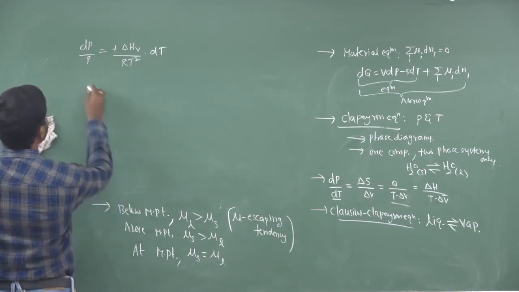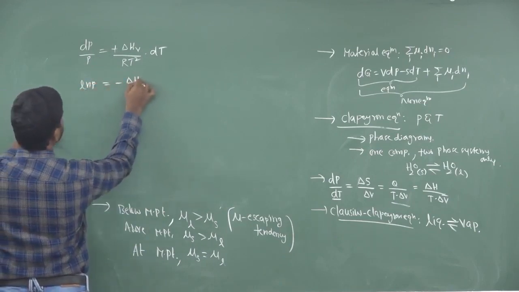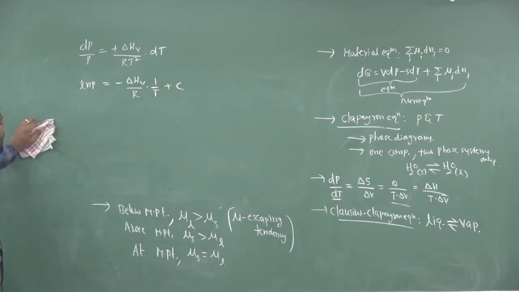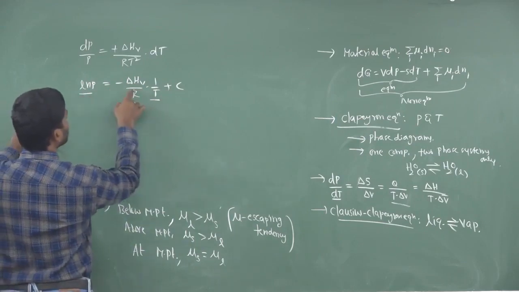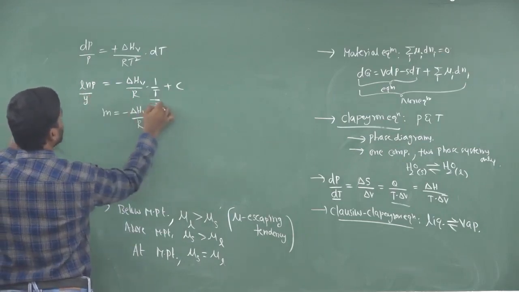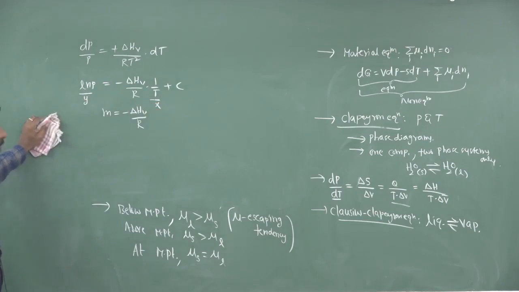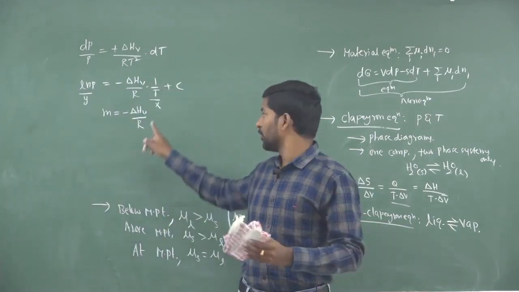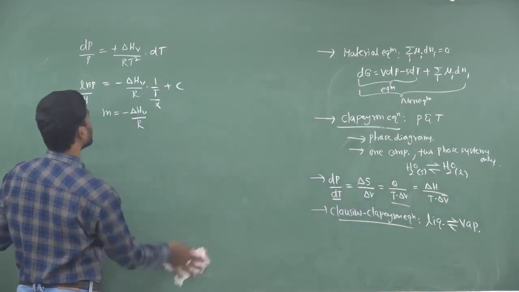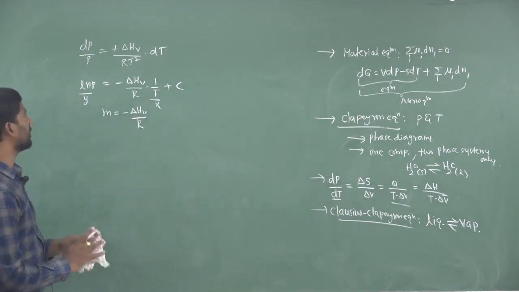So if you do the integration, we will get ln P is equal to minus delta HV by R into 1 by T plus some integration constant C. Okay. So if you take a graph of ln P versus 1 by T, we will get a negative slope, that is minus delta HV by R. If you take liquid to vapor, delta H is positive, so we get a negative slope. But if you take vapor to liquid, which is exothermic, delta H is negative, so we get a positive slope. Anyhow, we derived for the liquid to vapor phase, delta H positive, so the slope we get is negative.